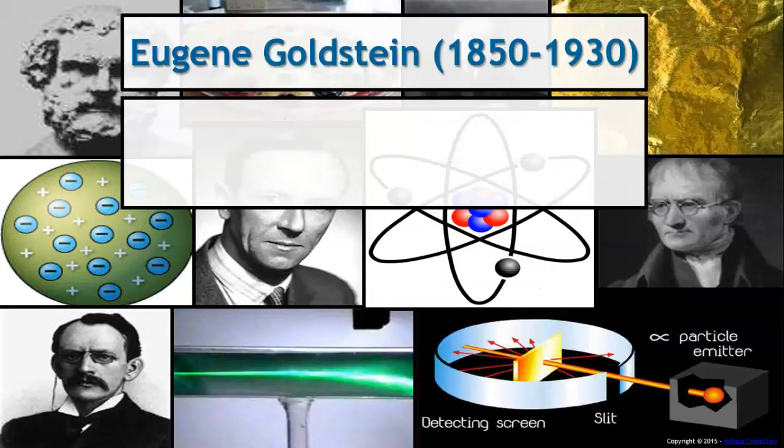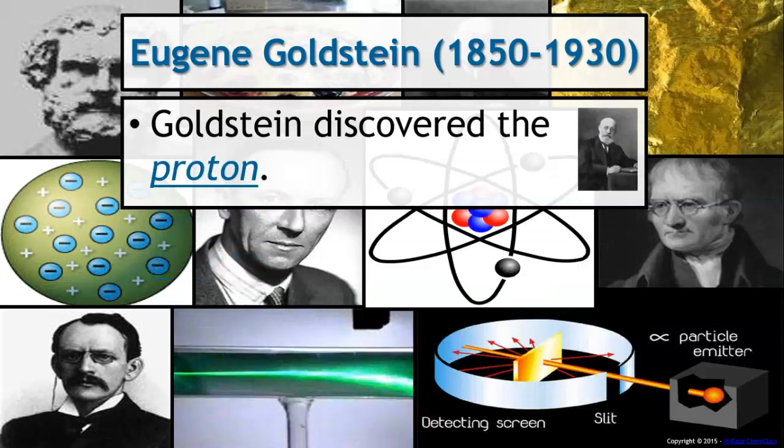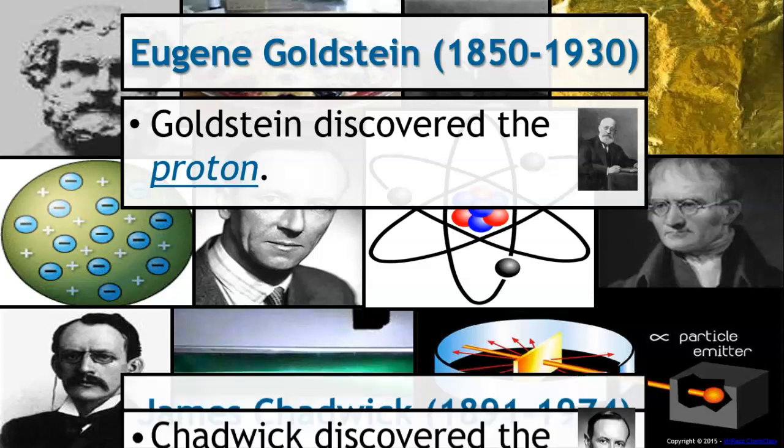Well, Rutherford didn't know that nucleus was made of protons. He knew it was positive, but Eugene Goldstein, who was doing some experimenting around the same time as Rutherford, discovered that nucleus was actually made up of little parts, and those parts are called protons.